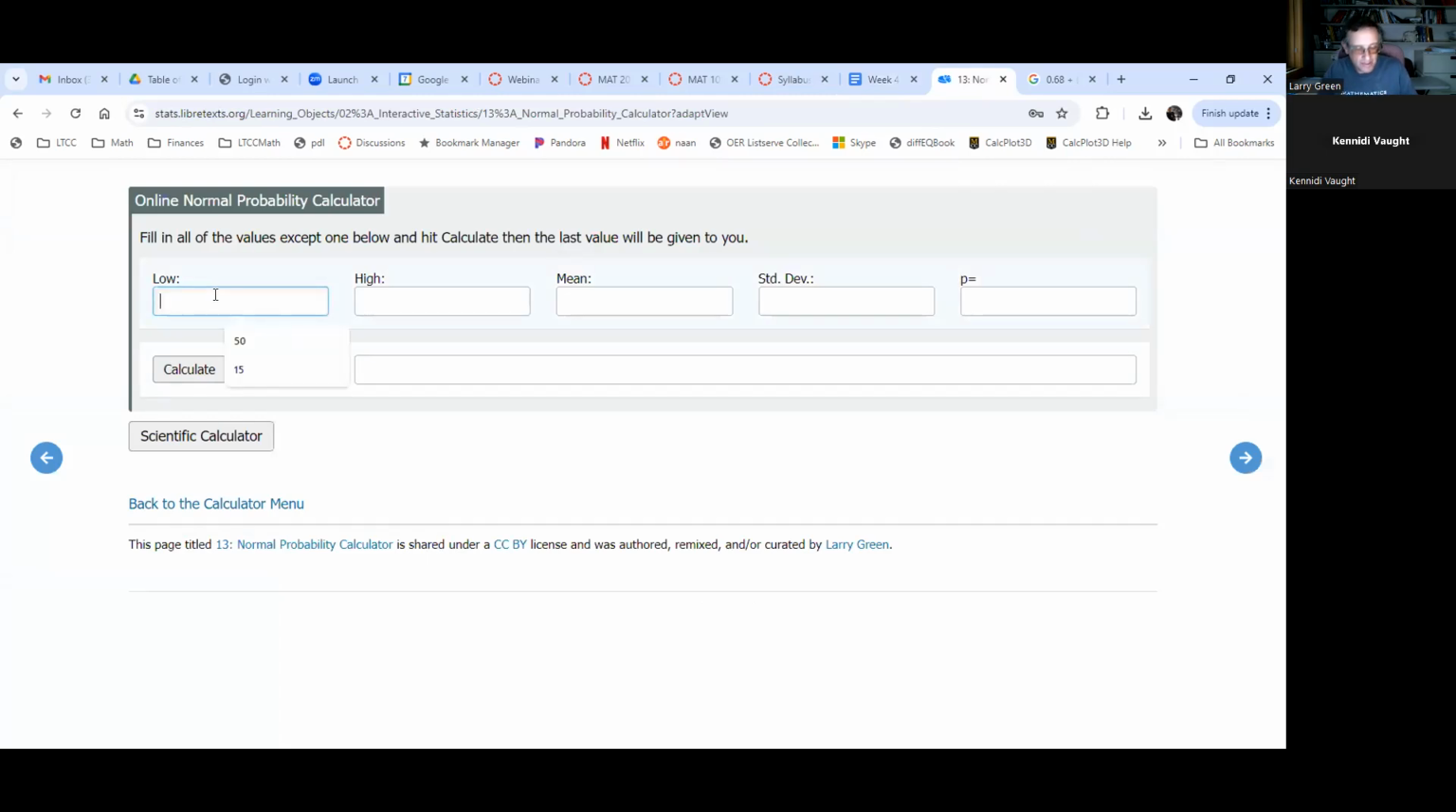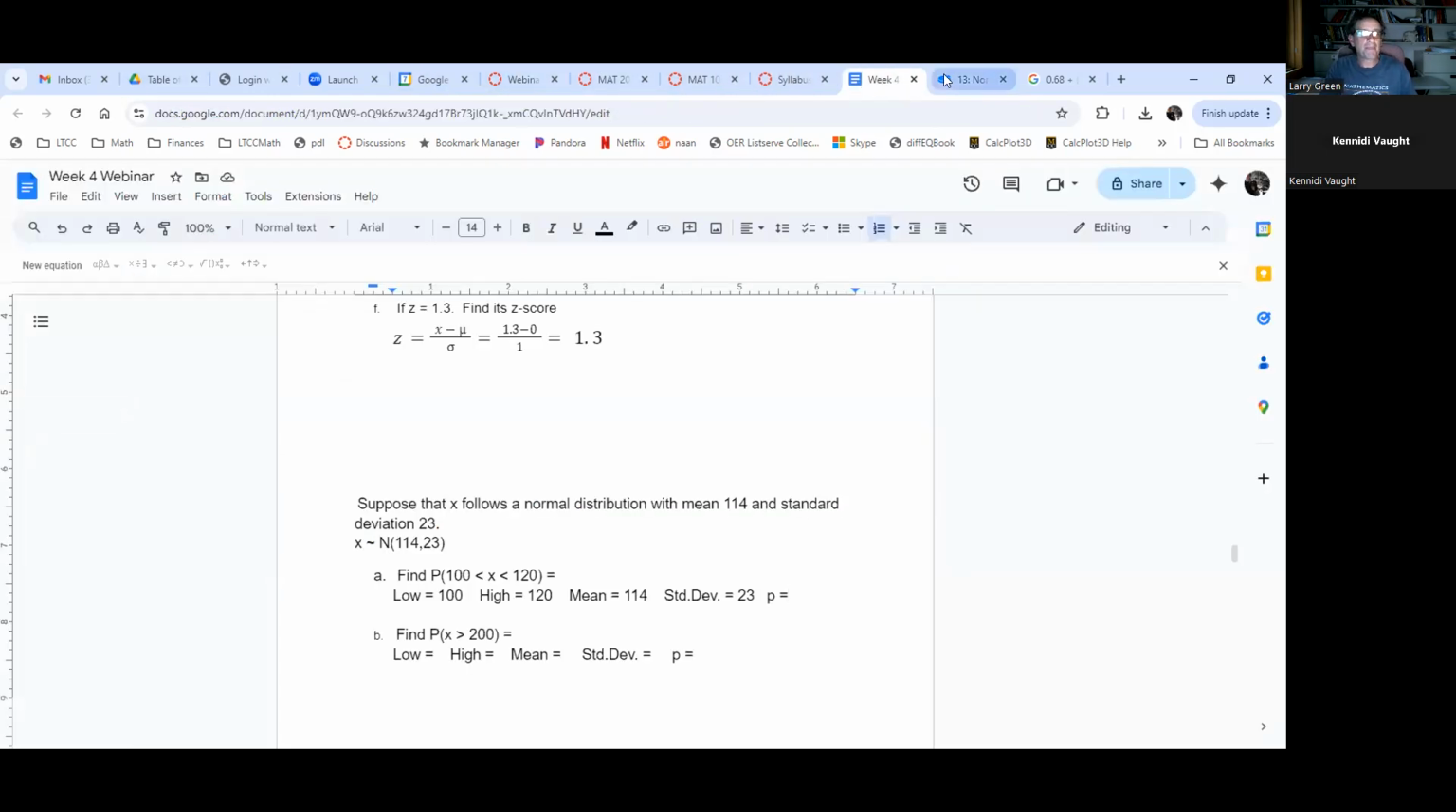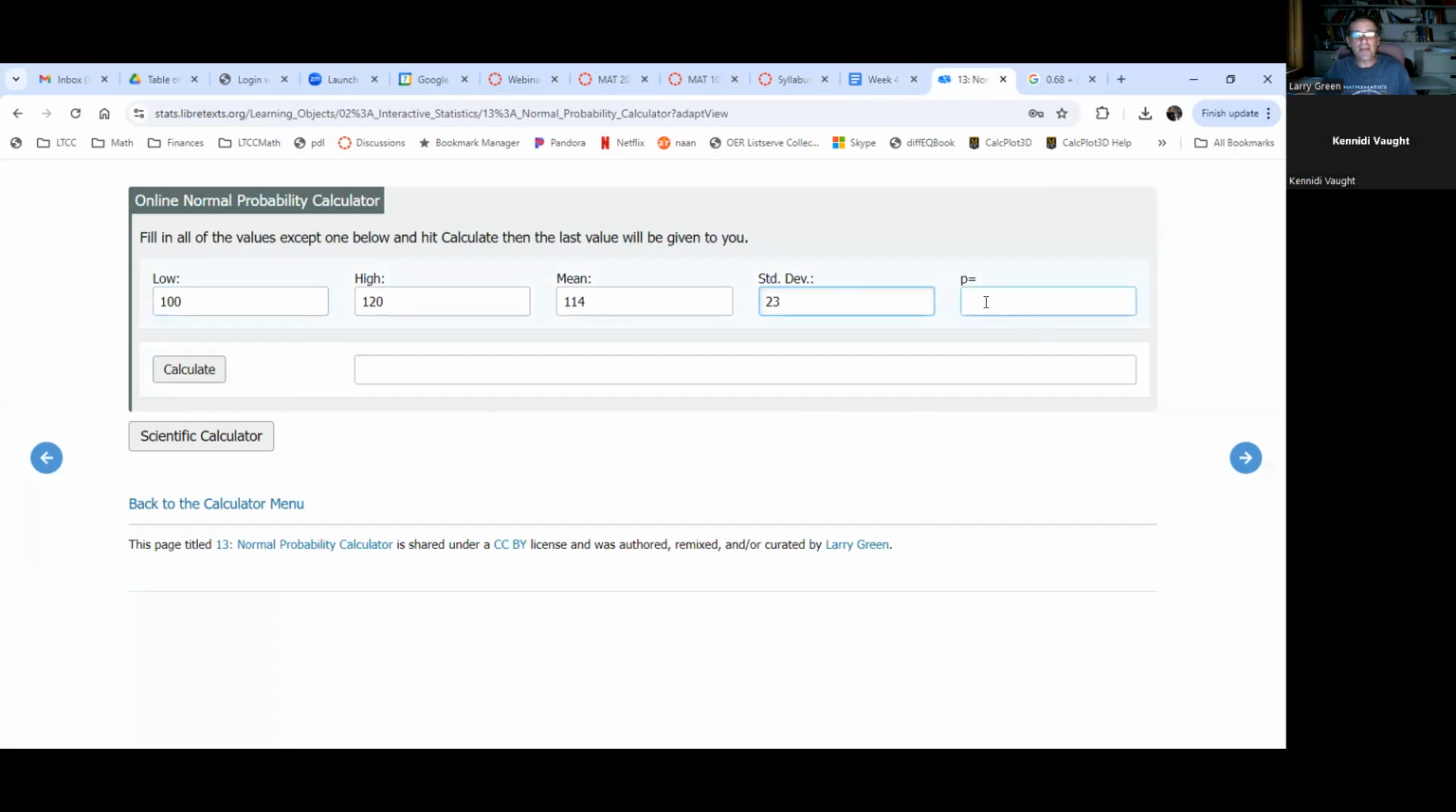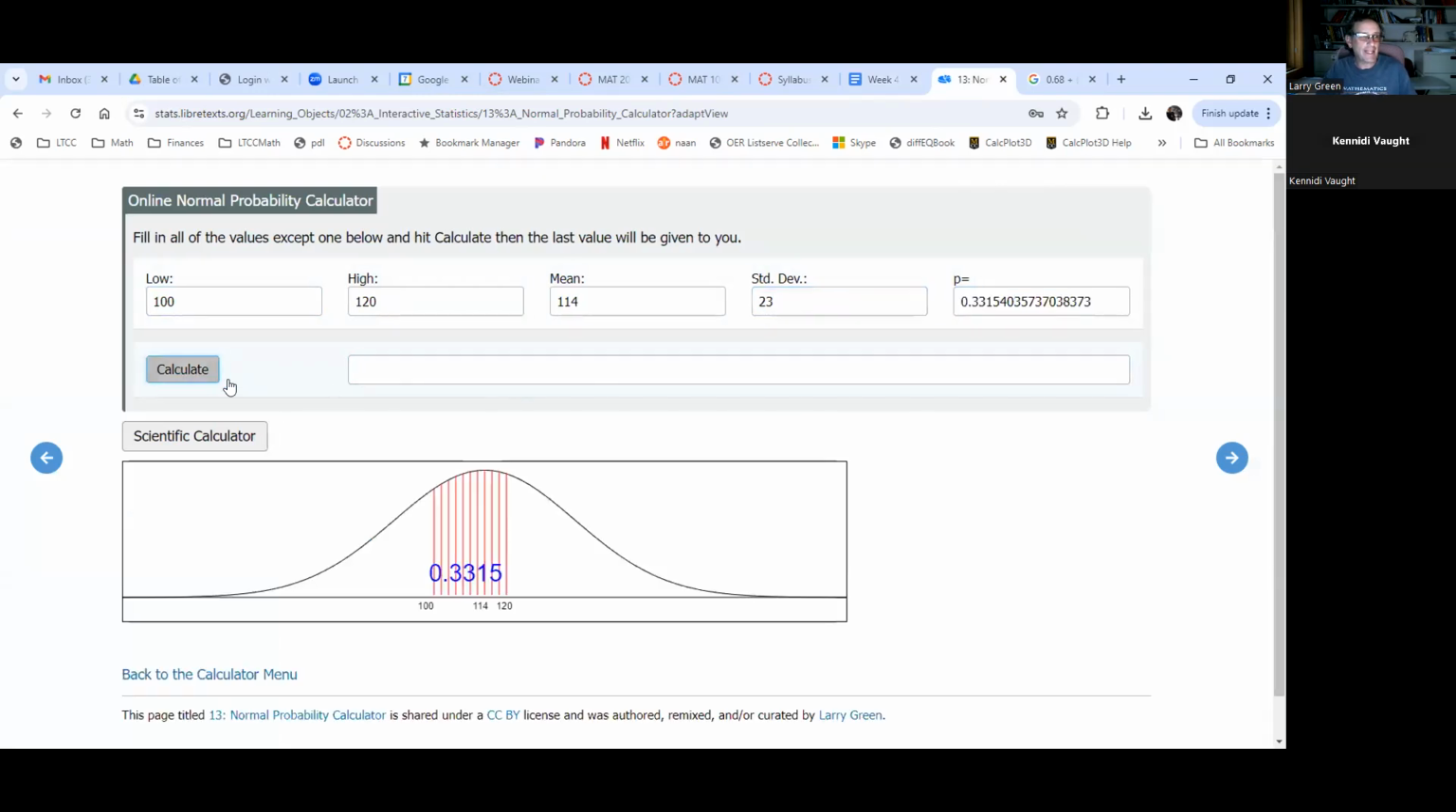So 100, 120, 114, and I think it was 23. Let me double check. Yep. I leave the P equal blank and hit calculate. And there it is. The probability is about 0.3315-ish. Okay.